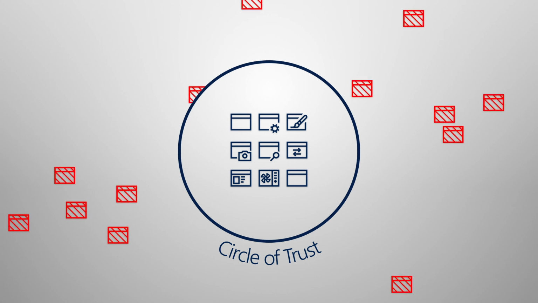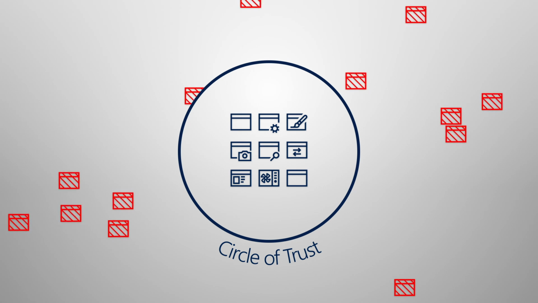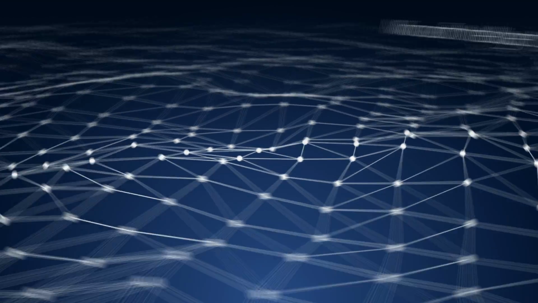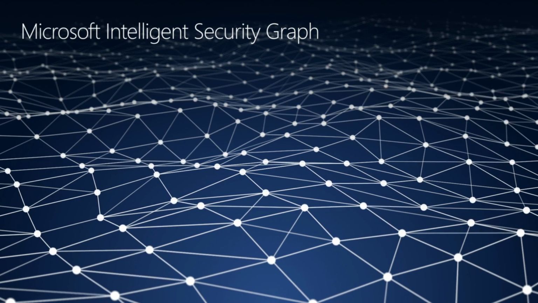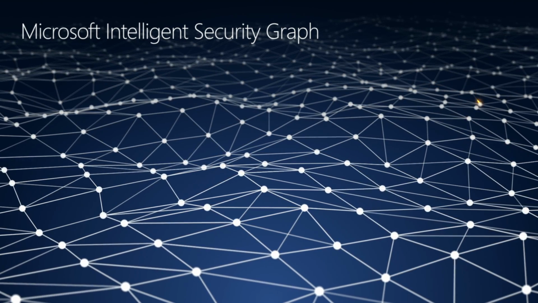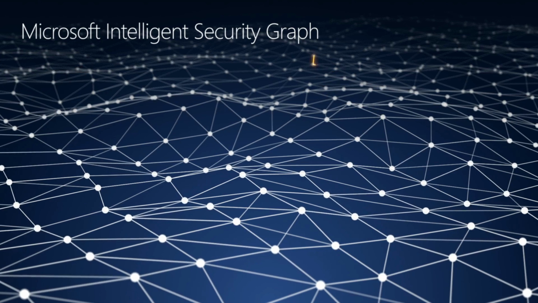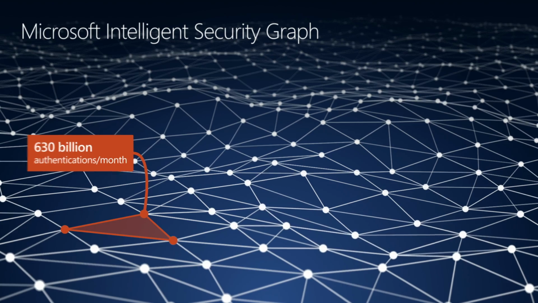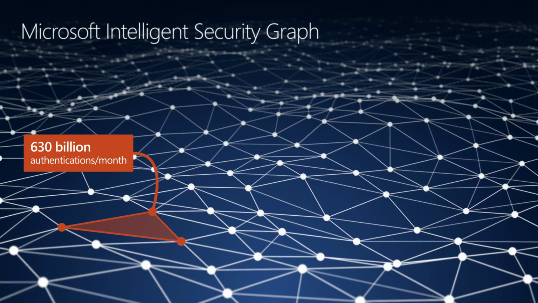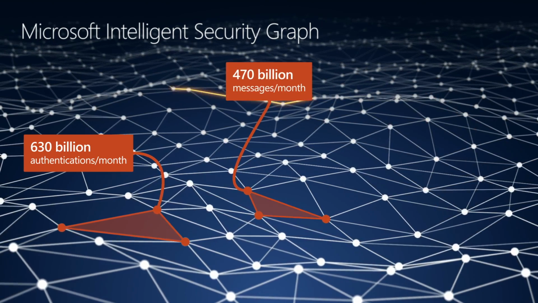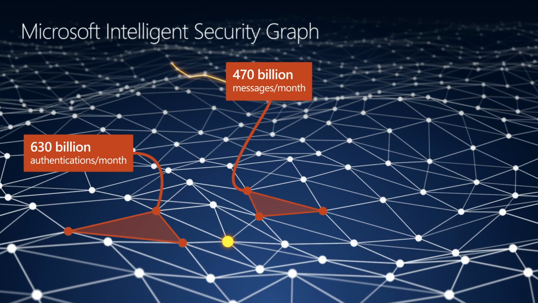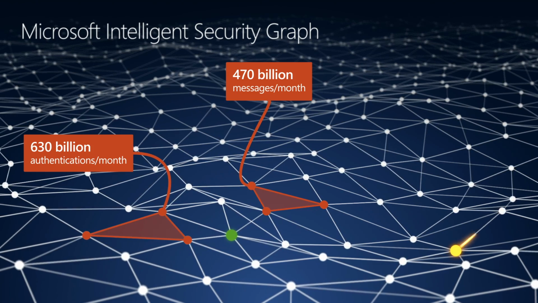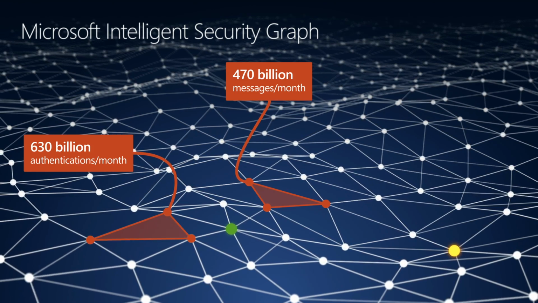For example, you can simply choose to trust all applications that have a good reputation, blocking everything else. That reputation comes from the Microsoft Intelligent Security Graph. It uses artificial intelligence, machine learning, and other techniques to process trillions of signals. For example, it processes more than 630 billion authentications each month, and it scans 470 billion emails for malware and phishing attempts. The Intelligent Security Graph turns those signals into actionable threat intelligence, which in this case is reputation data.